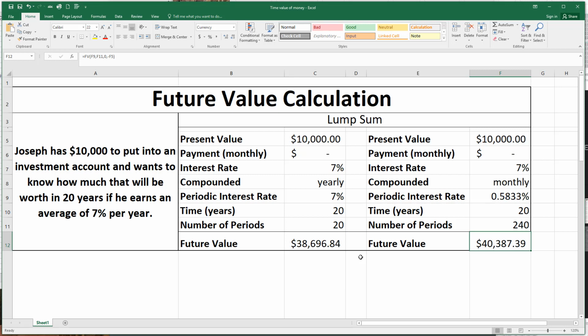And that's because for each month I earn interest. Then the next month it earns interest on the interest that I earned the month before that. And so over a long period of time, that compounding can actually add up to some pretty significant numbers. So that's how to calculate future value of a lump sum in Excel.